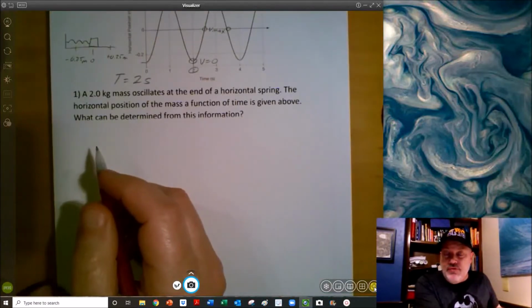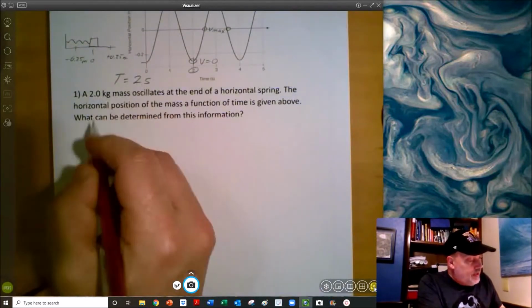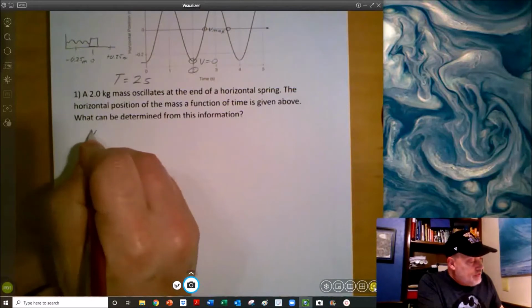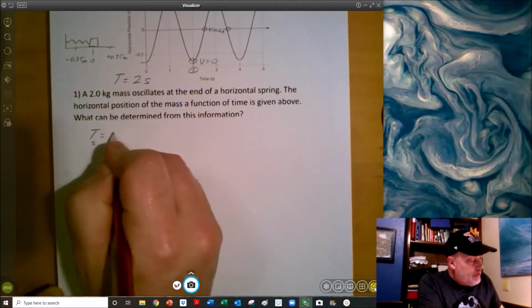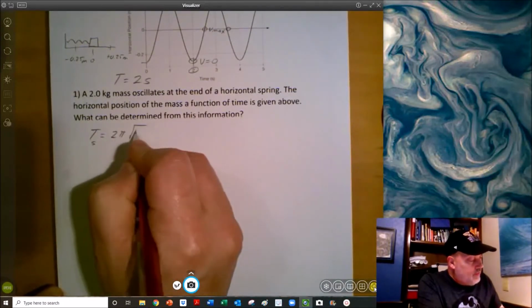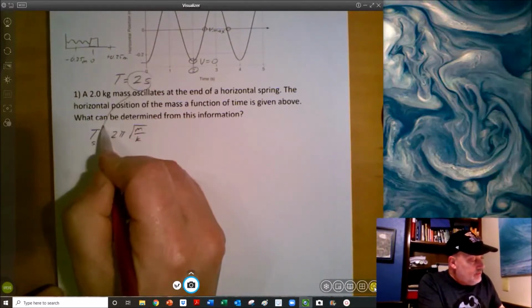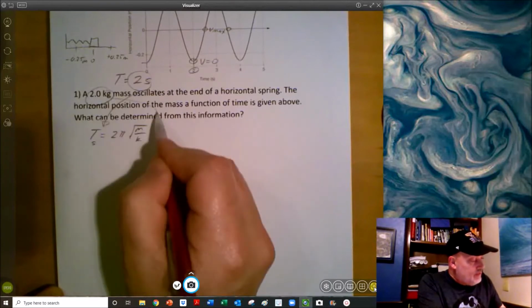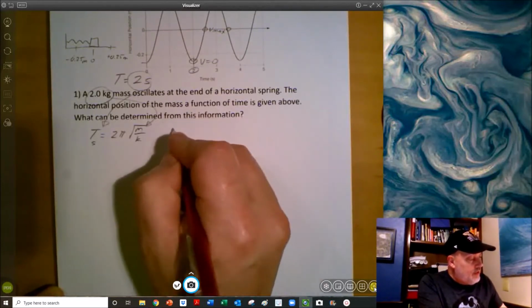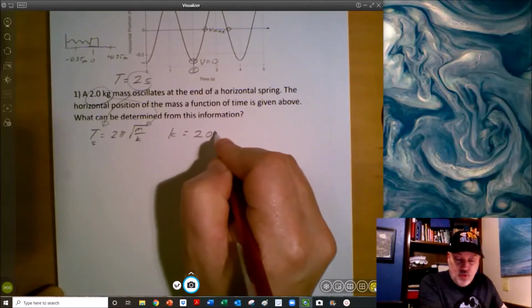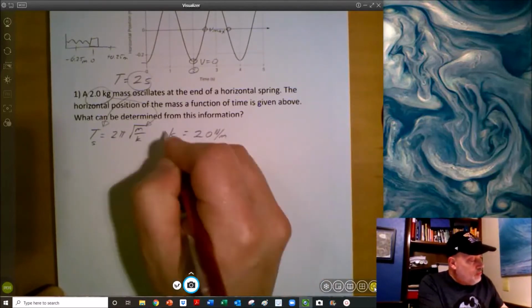So what else can we figure out? Well, we know the time period is 2 seconds. We figured that out already. So time period for a spring is 2 pi square root of m over k. And we know the time period is 2 seconds, and we know the mass is 2 kilograms. So if we plug all that in, we can find the spring constant. And I calculated that earlier to be 20 newtons per meter approximately.